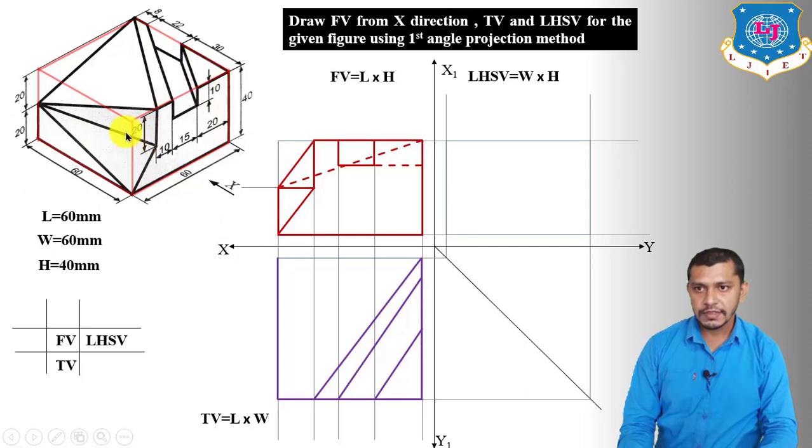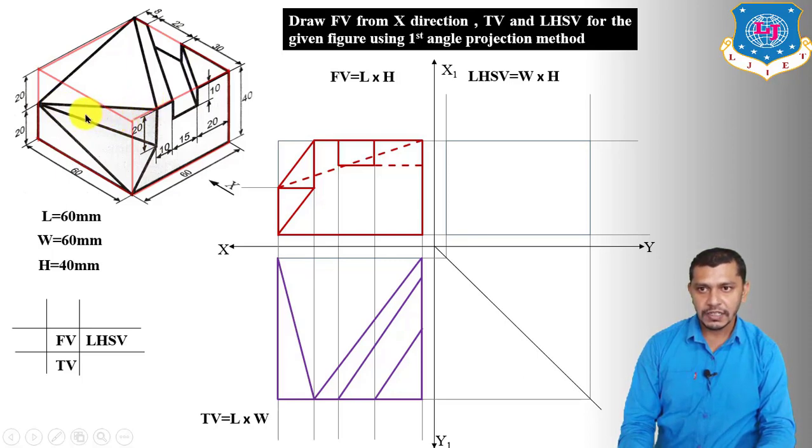Now we have to draw this line. One point is already projected over here at this corner point. Second point will be over here exactly at this point. So connect this point to this point. It will be the top view of this inclined edge. Now we have to draw the top view of this inclined edge. So one point is already projected over here. Second point will be over here. So these both edges are overlapping in the top view.